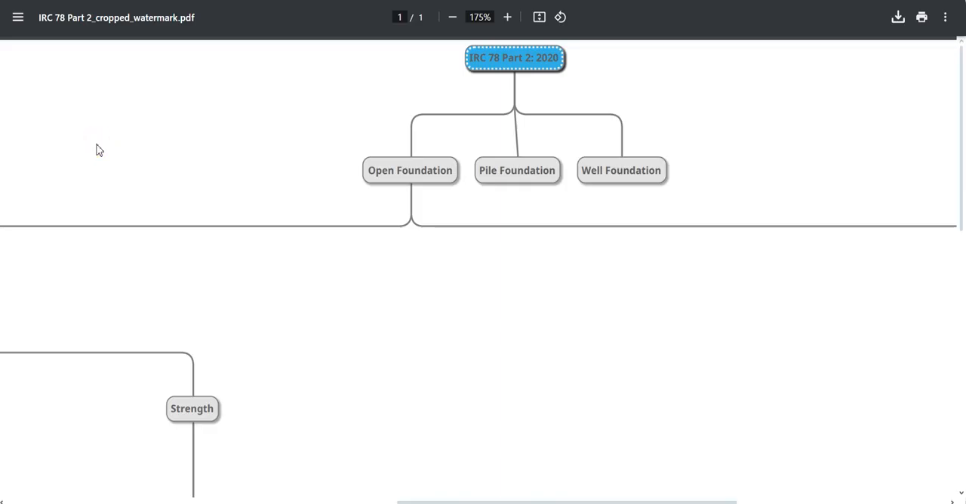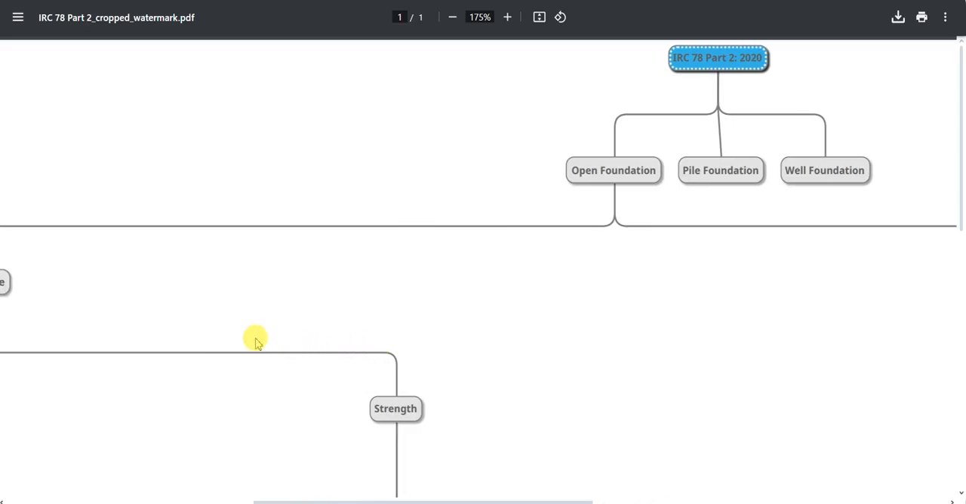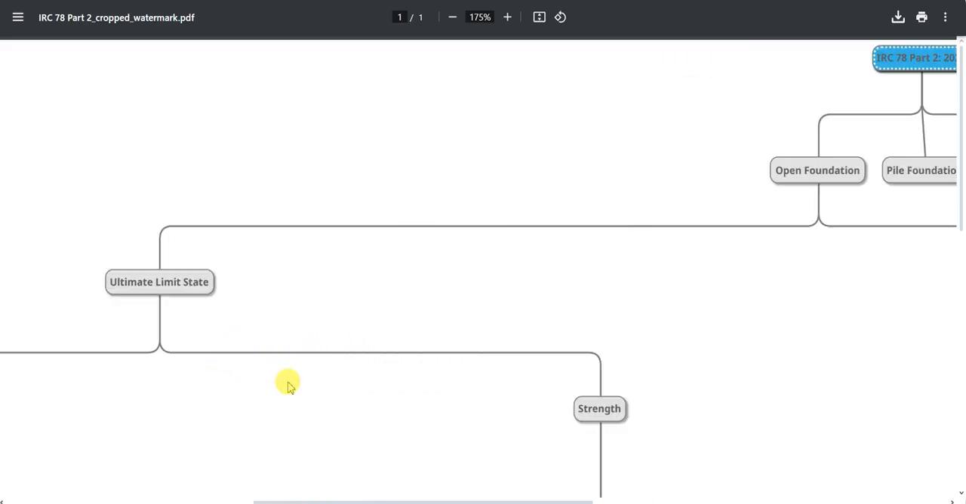So we'll try to understand this code in a lucid, easy manner with the help of a flowchart. IRC 78 Part 2 caters to three categories of design: the open foundation, pile foundation, and well foundation. Today we are going to focus on only the open foundation.